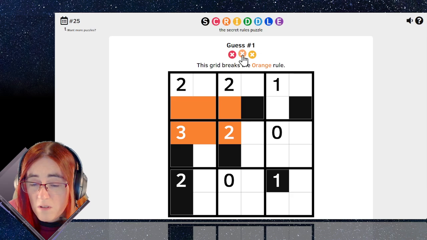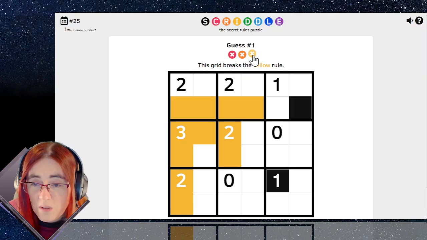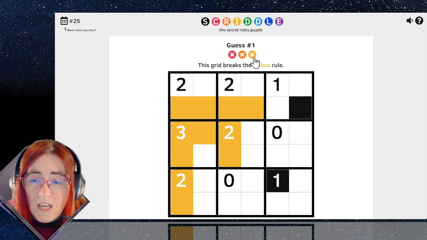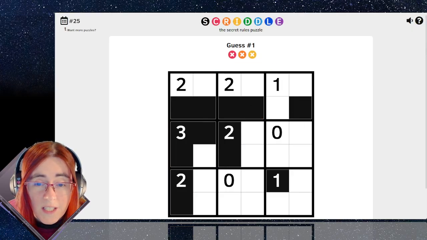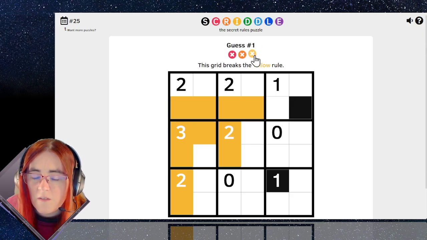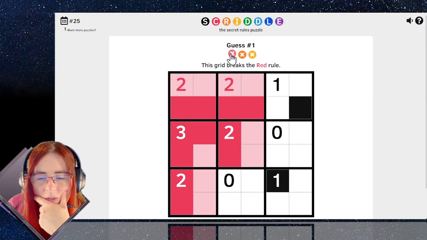The orange rule might be a rule about making rectangles. Hard to say. The yellow rule might be saying that the shaded cells have to be contiguous. Maybe we'll try breaking this time. Or maybe it's saying that they have to not be contiguous. So that seems to overlap with that a little bit.